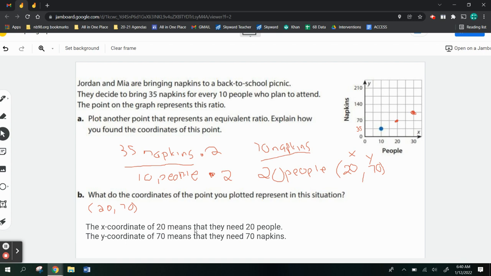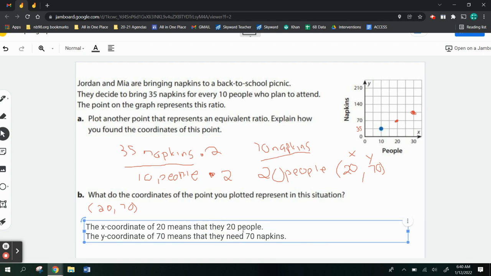And that's what the coordinates mean. Maybe I'll rephrase the top one. I guess you don't need a specific number of people. The x coordinate of 20 means that there might be 20 people, that they need 70 napkins for 20 people.